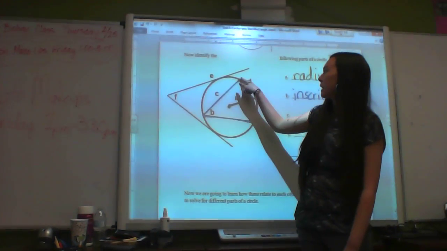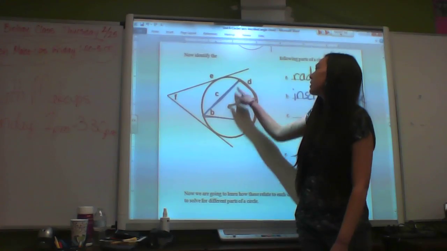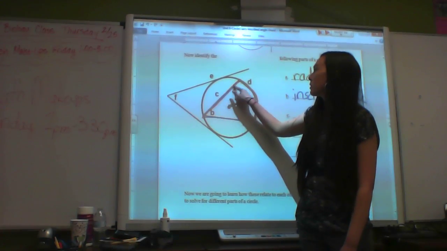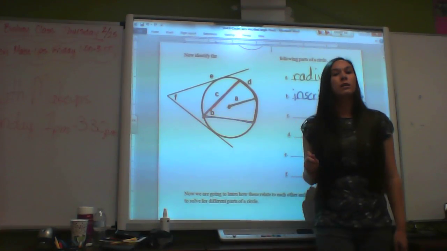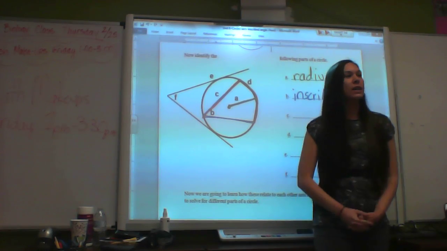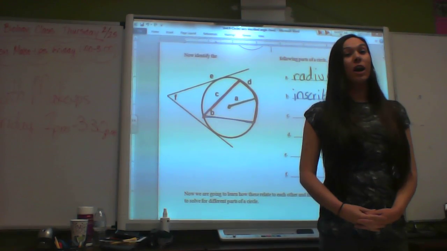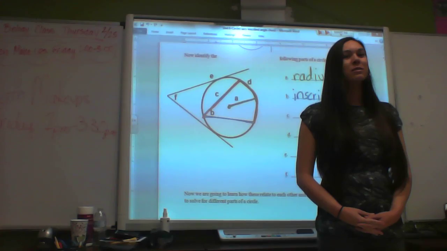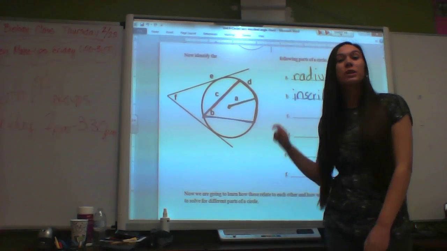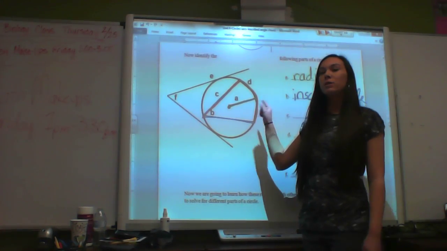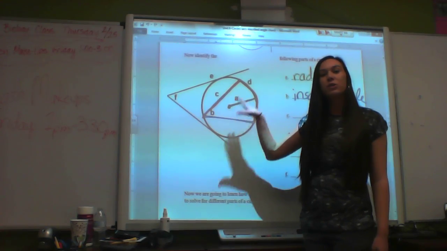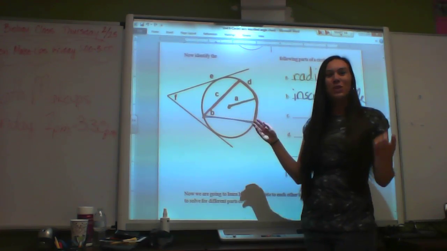So C, and C is just this one right here. Good, it kind of looks like a diameter. Why is it not a diameter? Great work, because it doesn't pass through the center. So if it doesn't pass through the center, but it hits two ends of the circle, then what do we call that? A chord.